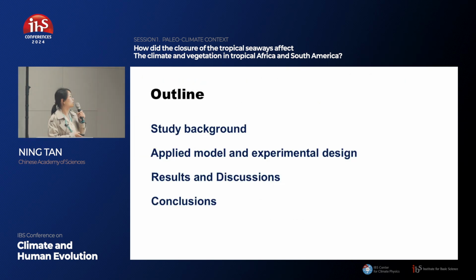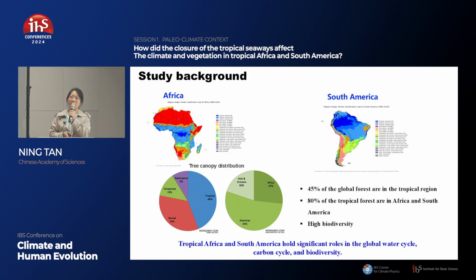So these are my outlines. So why are we interested in South America and Africa? As we know, 45% of the global forests are in the tropical region, and 80% of them are in Africa and South America. So these two continents encompass a variety of climate zones and high biodiversity.